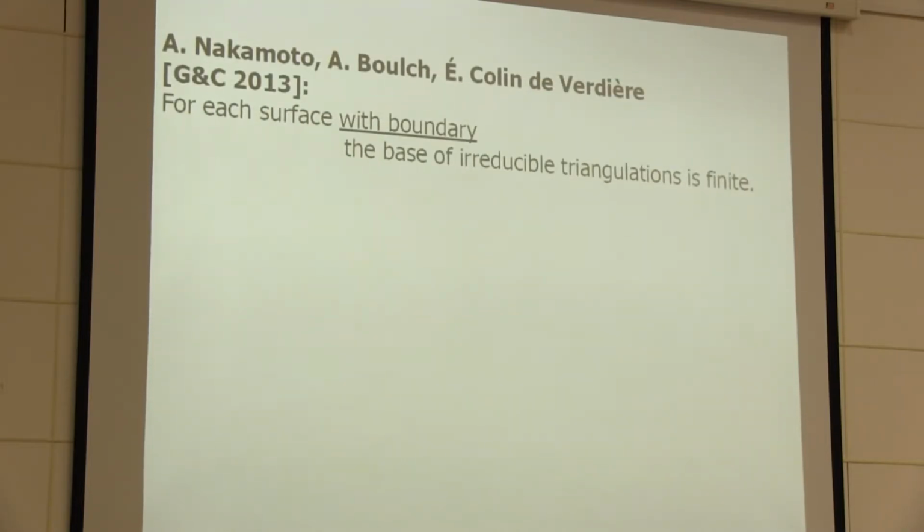And that is that paper I mentioned before in the very beginning of my talk. Nakamoto, Bulk, and Collins here. They were published in Graphs and Combinatorics last year. In particular, they proved the finiteness of the set of irreducible triangulations of any surface with boundary. Again, the set of irreducible triangulations is finite not only for any closed surface, but also for any surface with boundary.